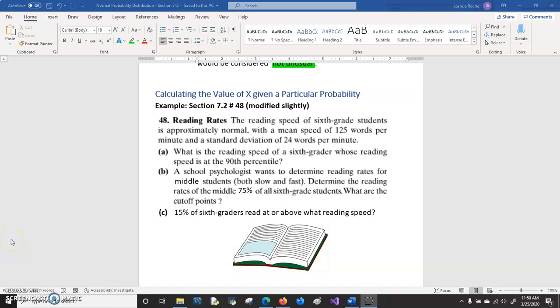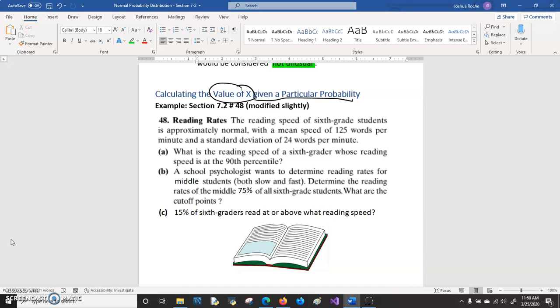One other kind of application that comes up with normal probability distributions is when you're given the probability of something, and you're trying to find a particular value of x. So you're given the probability, and you're trying to find what is x. This is 7.2, number 48. It's modified slightly from what it looks like in the book.